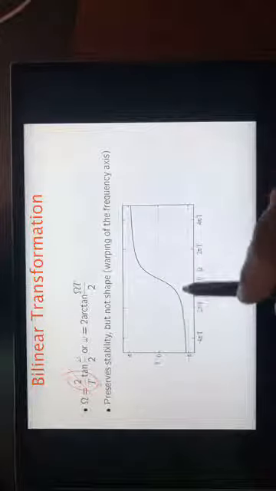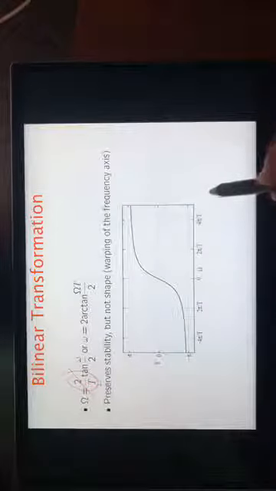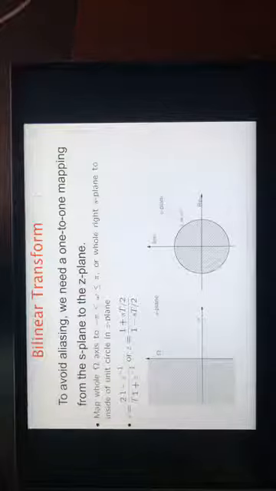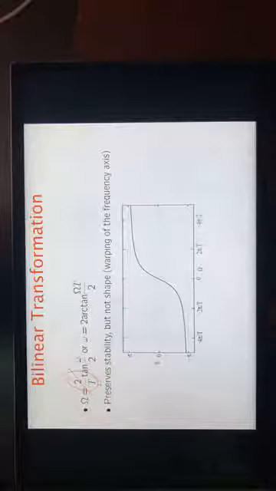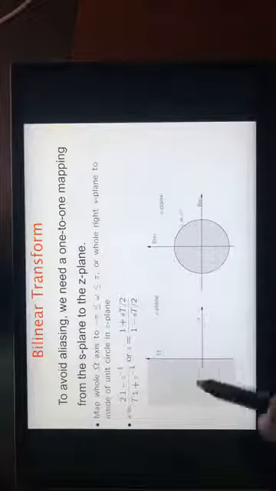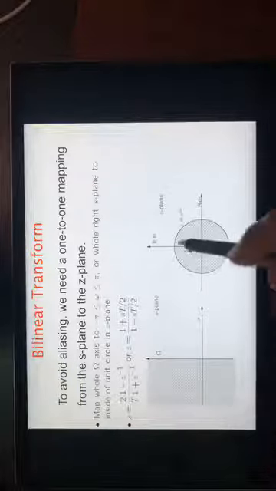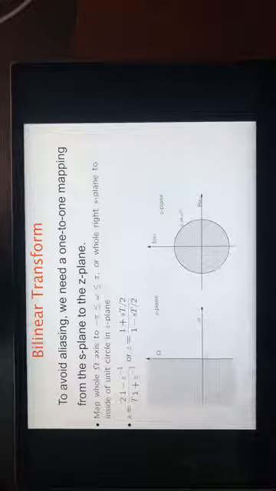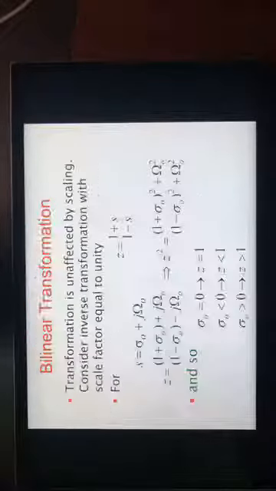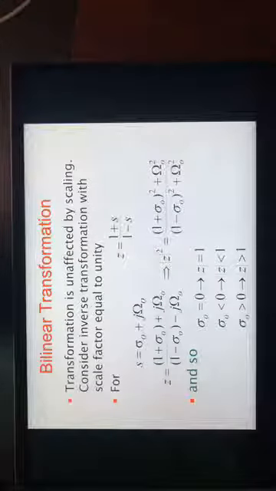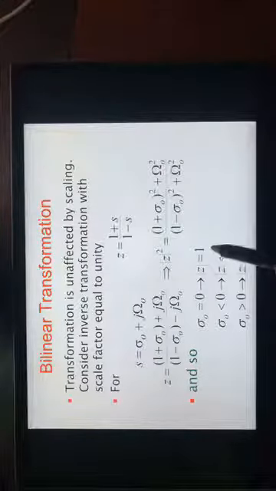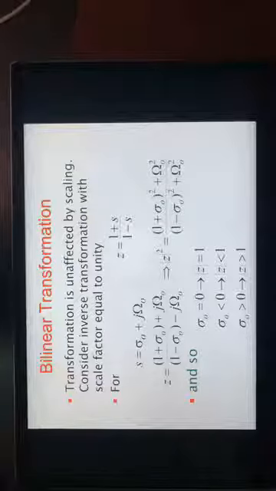But this is the curve which takes infinity, and infinity is mapped to pi, so that this entire left half s-plane is mapped inside the unit circle. So this is the transformation. We have seen the transformation, and we have also seen that sigma naught 0 is mapped to z equal to 1. So we have seen that this is the bilinear transformation.